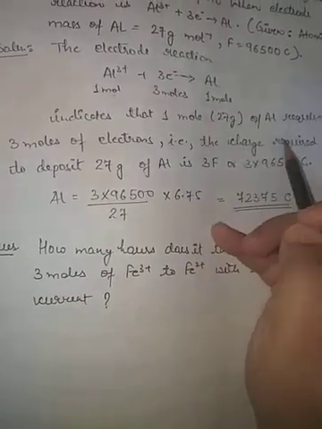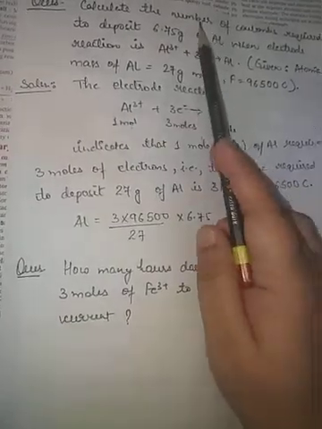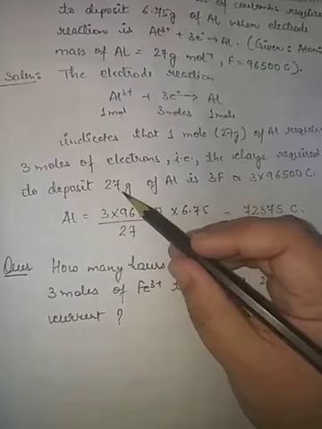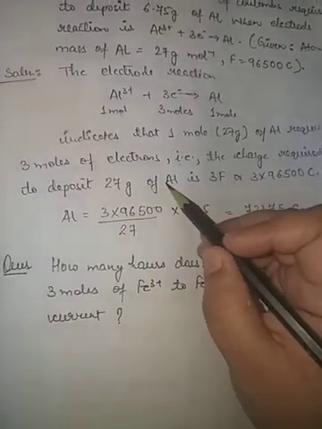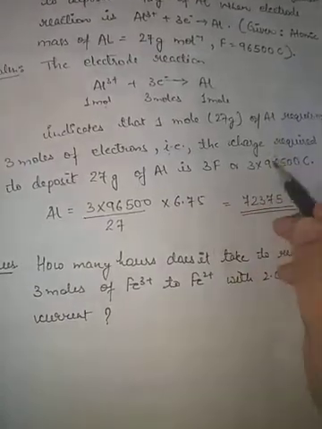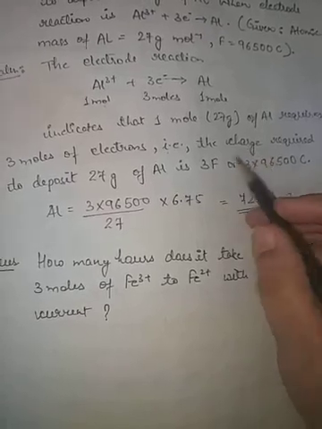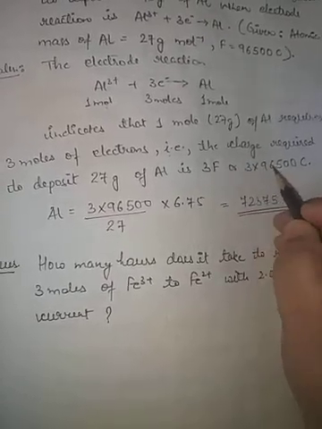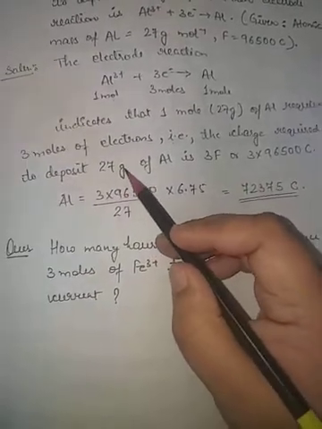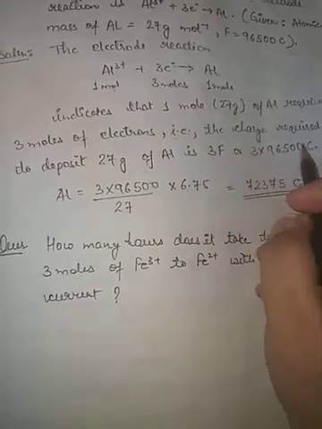That is the amount of charge required. We have to calculate the number of coulombs, which means the charge required to deposit 27 gram of aluminium. It is 3F, or 3 into 96500. We know the formula, Q equals n into F. So if 27 gram has to be deposited, then it is 3 into 96500.